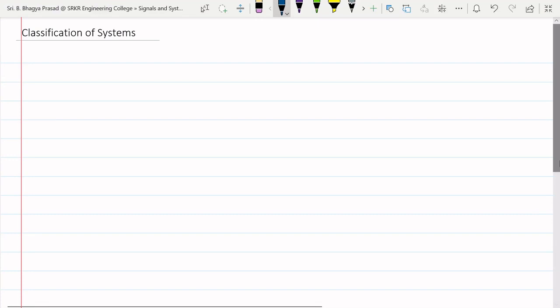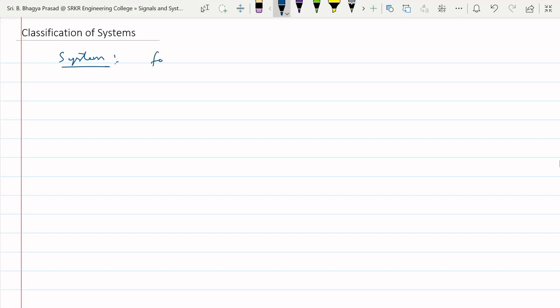In today's lecture, we discuss the different types of systems. Before going to the different types of systems, let us first see what a system is. A system, for every possible input signal, produces an output signal.